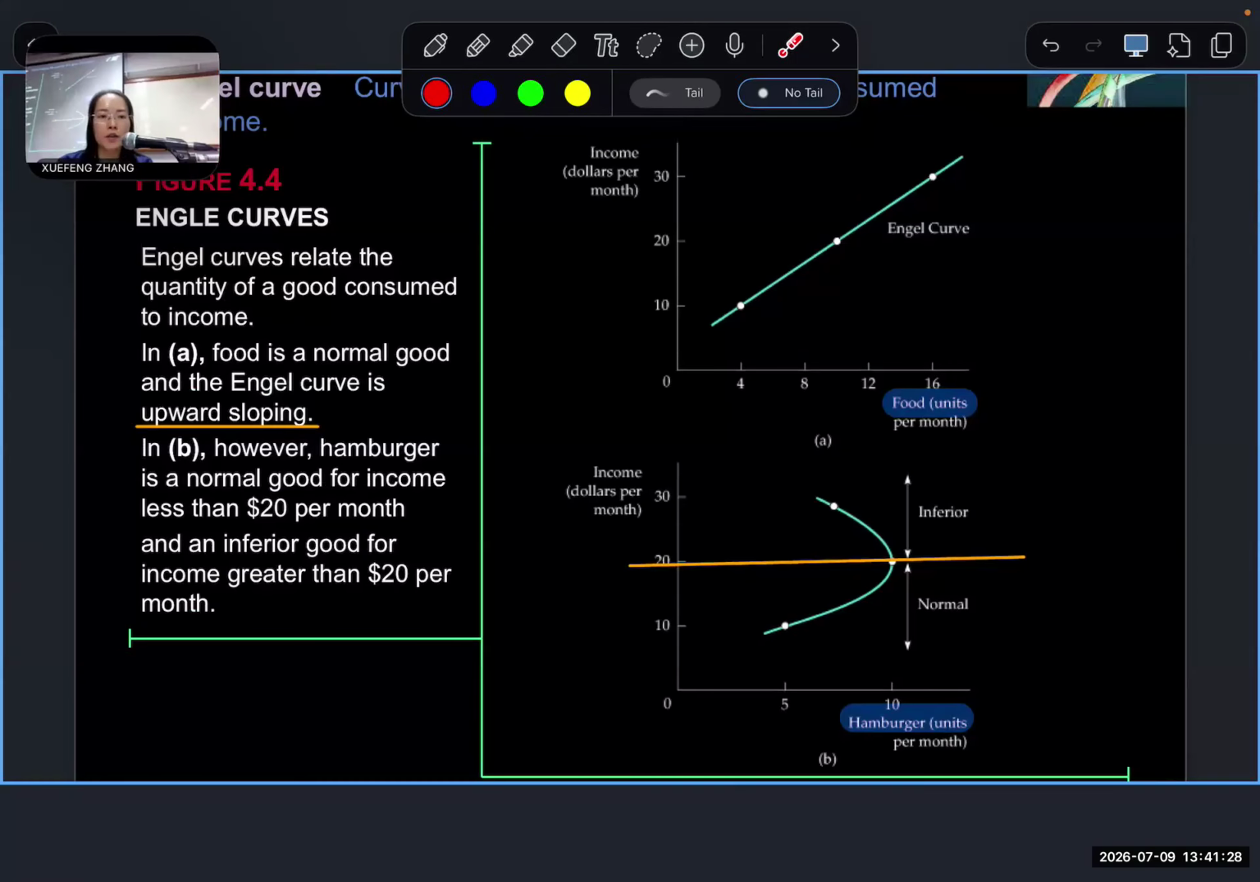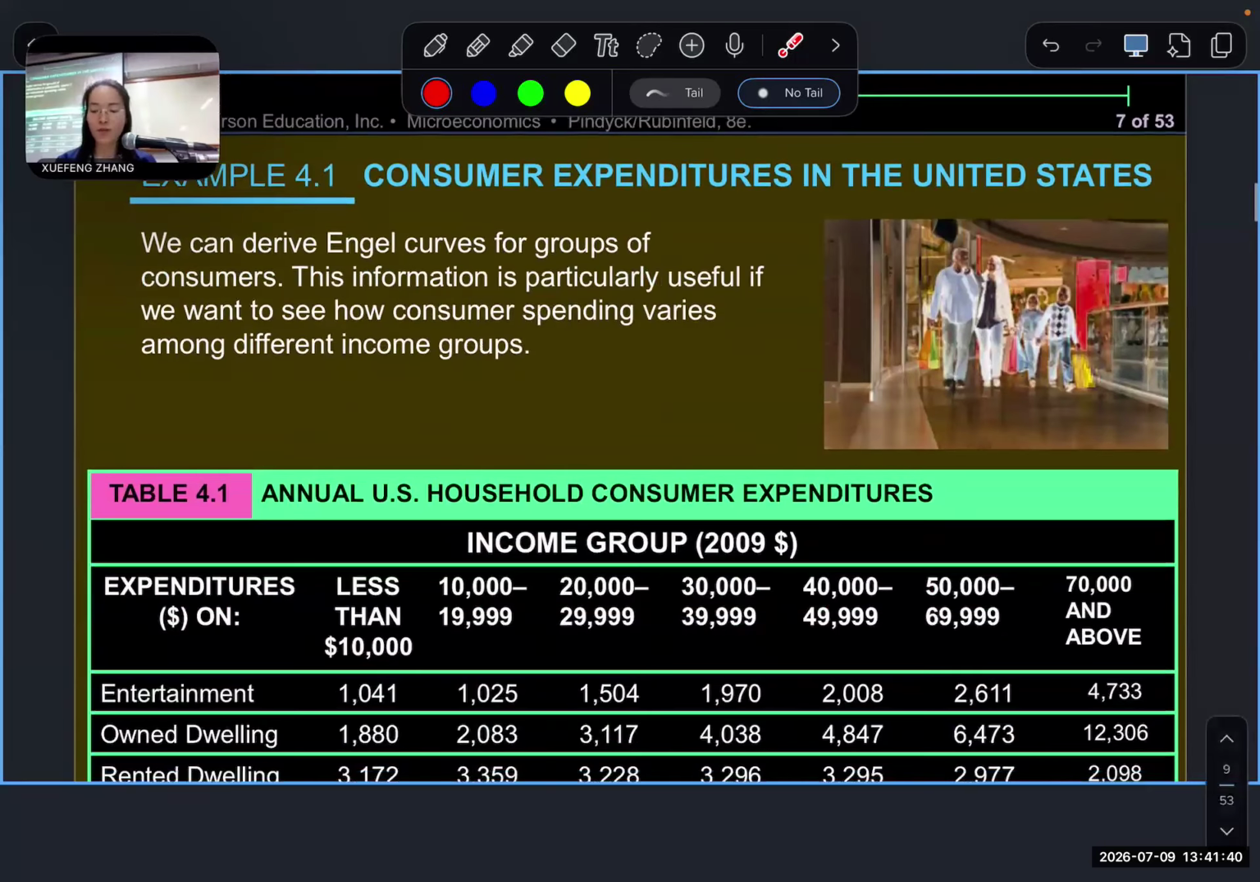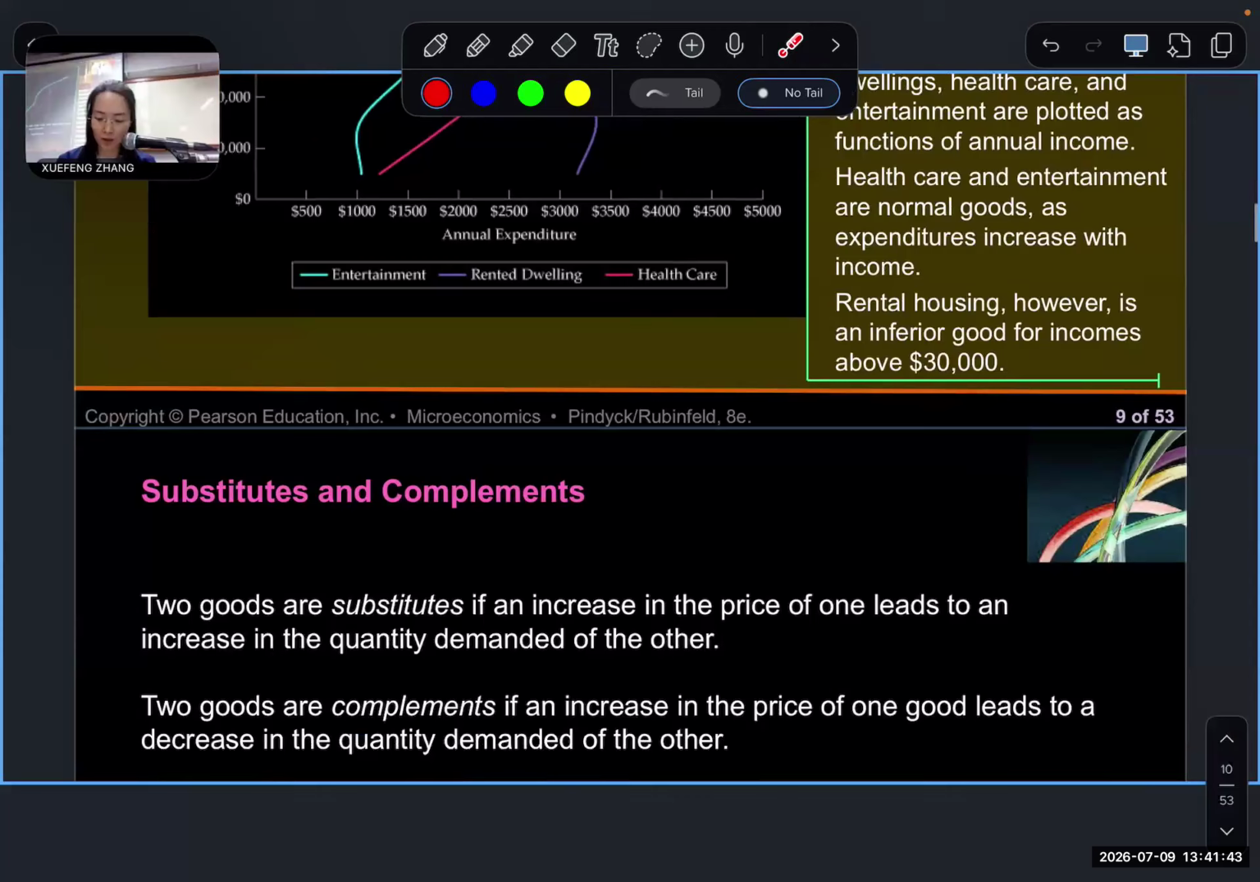The inferior good means the richer you get, the less you buy it, okay? Because you upgrade. For your rating, those 2 examples.